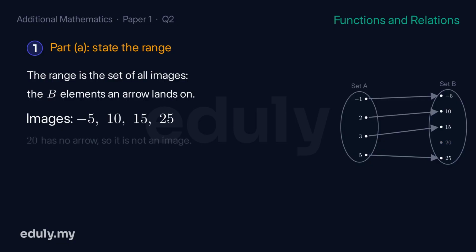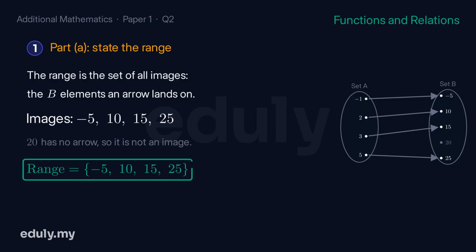20 sits in set B, but nothing points to it, so 20 is not an image. So the range is the set of -5, 10, 15, and 25. Always write a range with curly braces, the set notation.